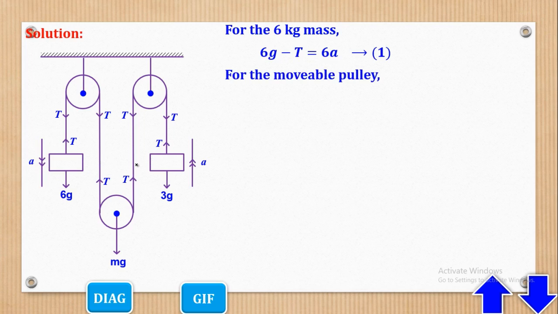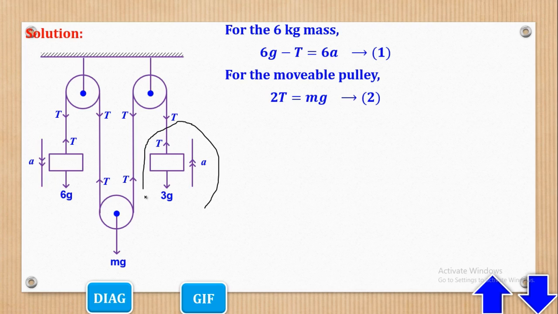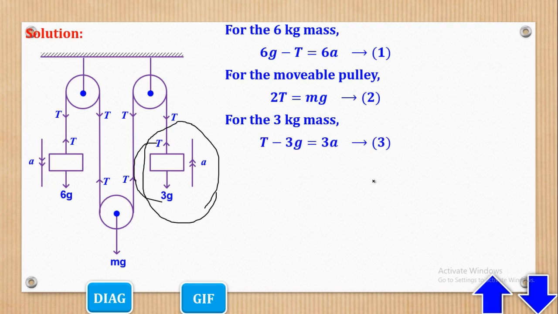For the movable pulley, these are the forces. It neither moves up nor down, meaning that upward forces are equal to downward forces. So we shall write 2T is equal to mg. Then for the 3 kilogram mass, these are the forces. It is moving upwards, meaning the resultant force will be T minus 3g. So T minus 3g is equal to 3a, where 3 is the mass and a is the acceleration.